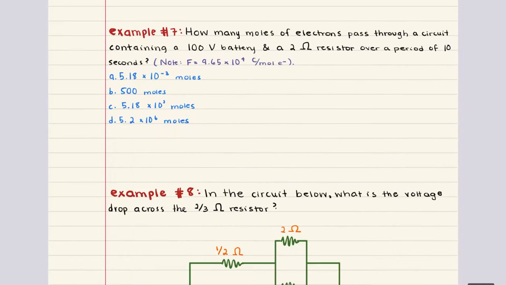Let's move on to problem 7. Problem 7 says, how many moles of electrons pass through a circuit containing a 100-volt battery and a 2-ohm resistor over a period of 10 seconds? And here we're given Faraday's constant. Now, the first thing we need to do is determine how much current flows through the circuit. And we can use Ohm's law for this because Ohm's law gives us the relationship between voltage, resistance, and current.